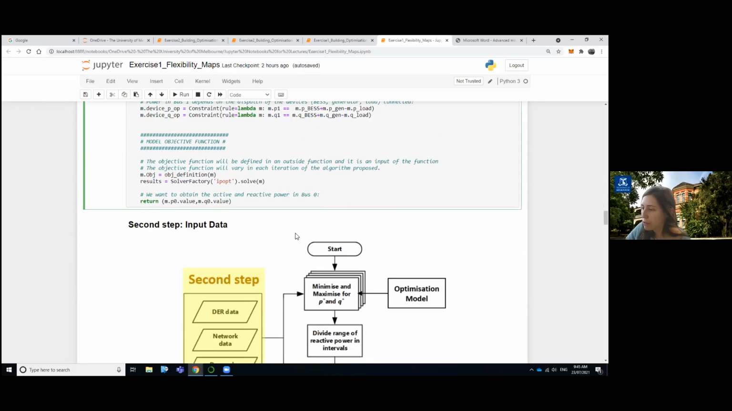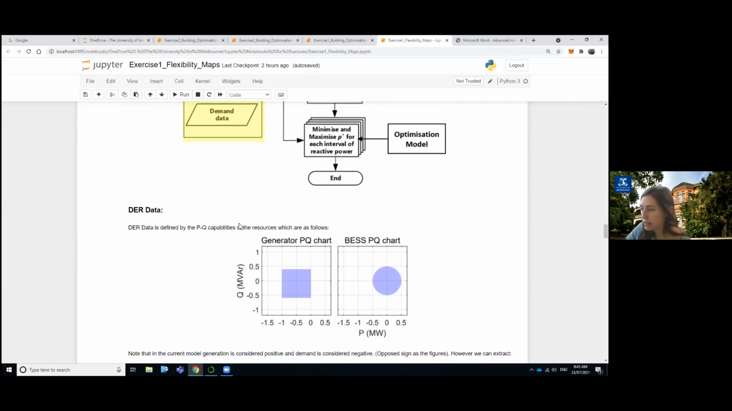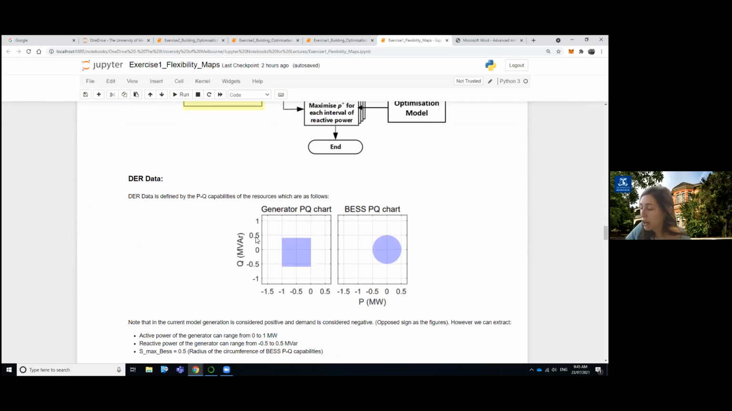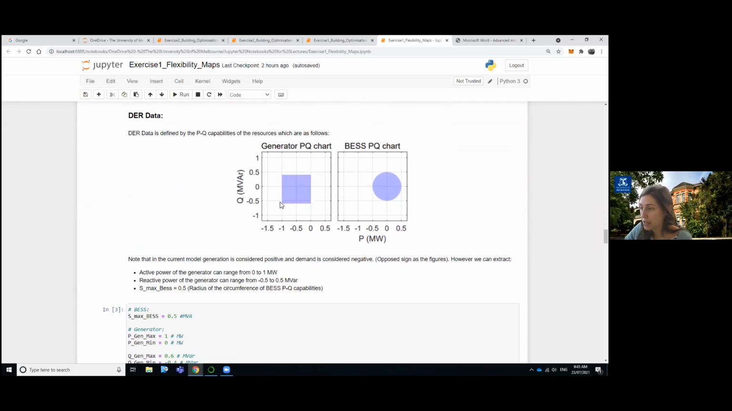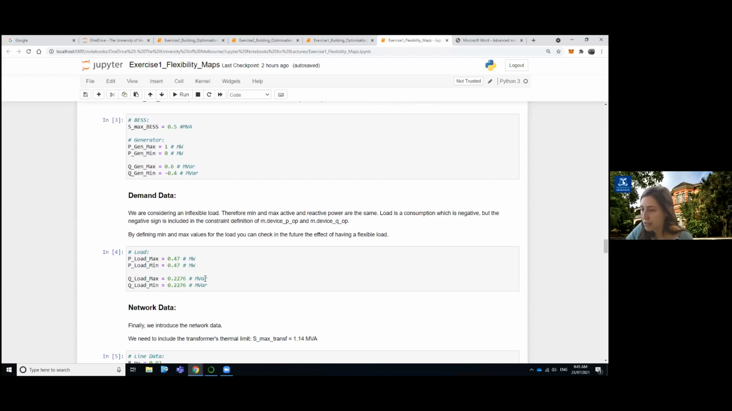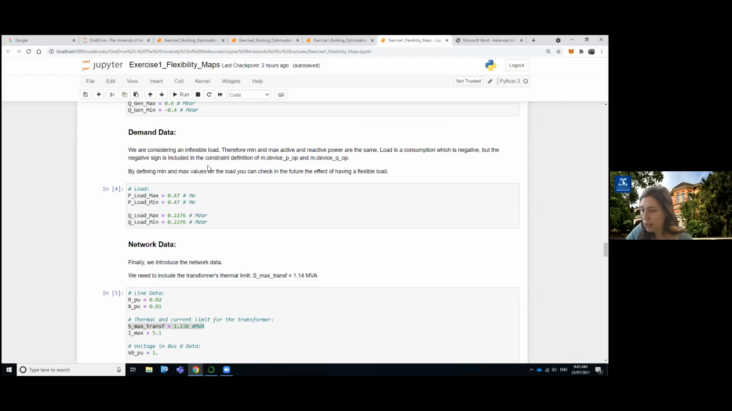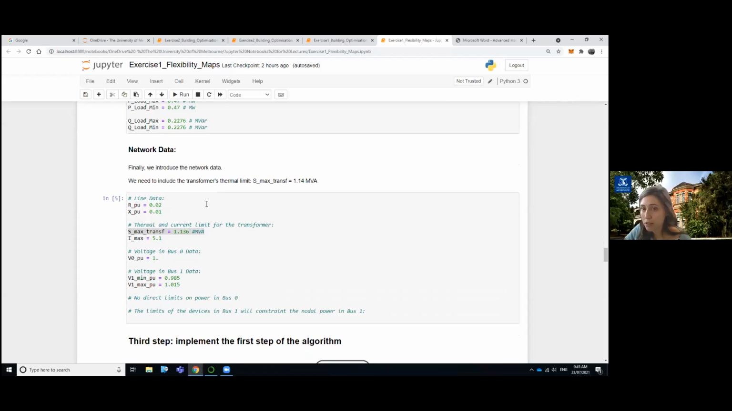Okay, so now we have the optimization model we're going to use. The second step is to get the input data, this PQ capability of the DER that Pierluigi showed. We're just translating this into the same parameters that were input of the model here, and the demand data, which is also given, and you can vary it to test flexibility of the load if you wish. This notebook will be uploaded to Canvas, so you will be able to play with it.